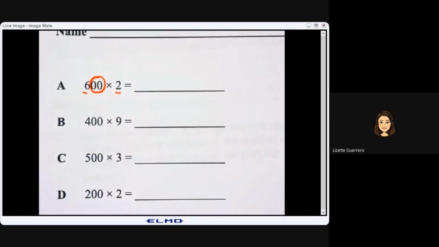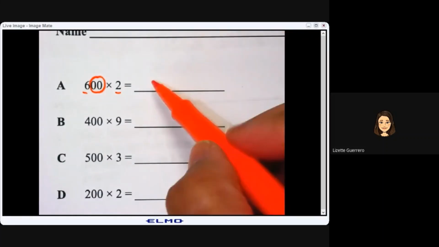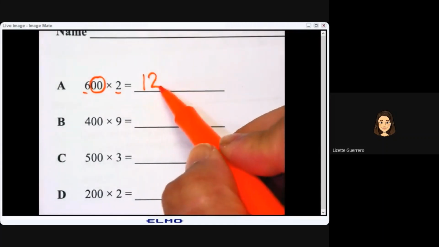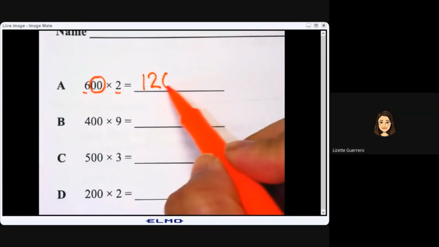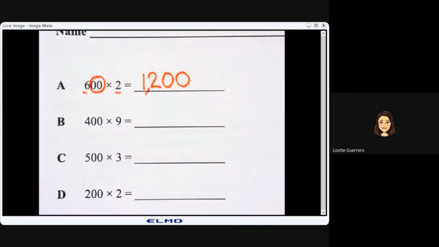And we know that 6 times 2 is 12. Then I attach my trailing zeros, which were 2. I'm going to attach 2 zeros. So my answer is 1,200.